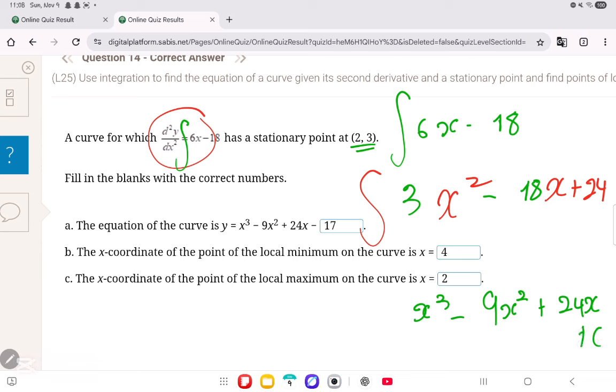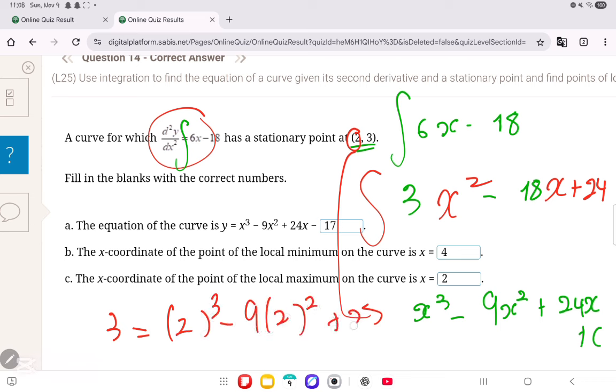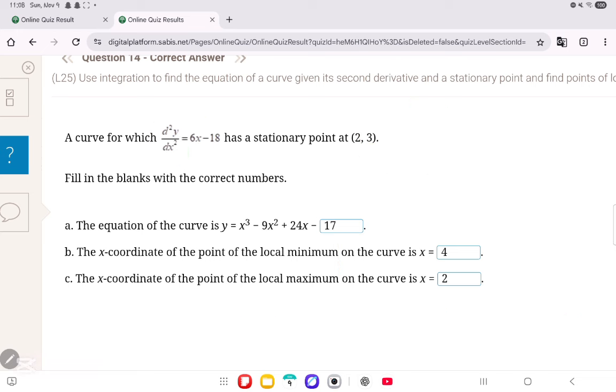Plus c. How do we find the value of c? We know that if we substitute 2 in the original equation, it will give us a value of 3. So 3 is equal to 2 cubed minus 9 times 2 squared, plus 24 times 2, plus c. After solving, I will get my value of c to be minus 17.